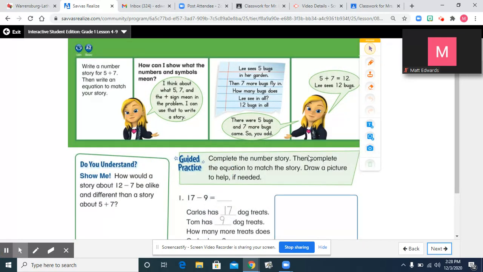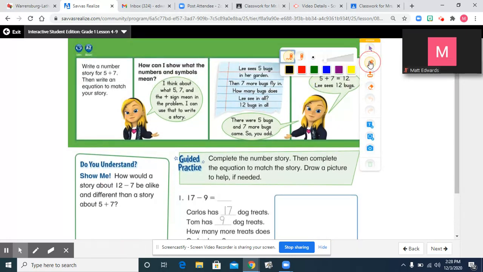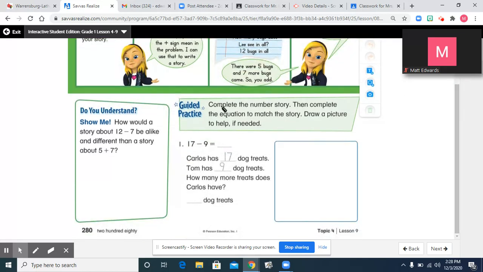At the top is the example from the video. So if you need to look back at that, you can do so. All right, let's do number 1 together. Let's read the directions first, figure out what we have to do. It says complete the number story, then complete the equation to match the story, draw a picture to help if needed. So here's a nice box for you to draw a picture in if you need to.